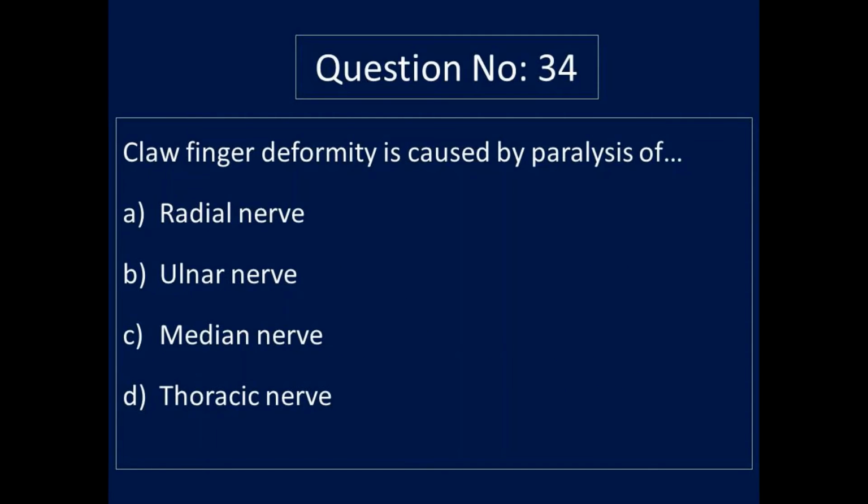Question number 34. Claw finger deformity is caused by paralysis of option A, radial nerve; B, ulnar nerve; C, median nerve; and option D, thoracic nerve. The right answer is B, ulnar nerve.